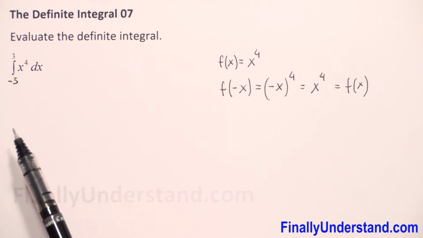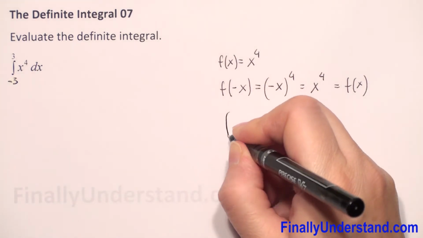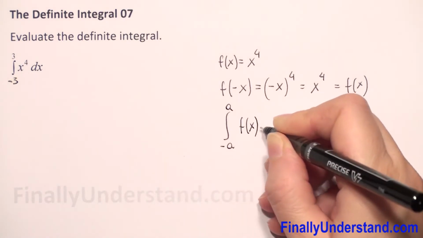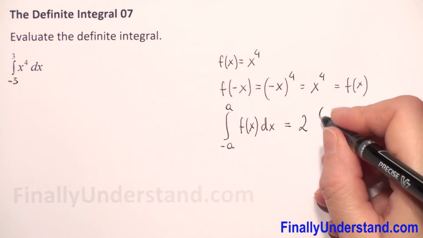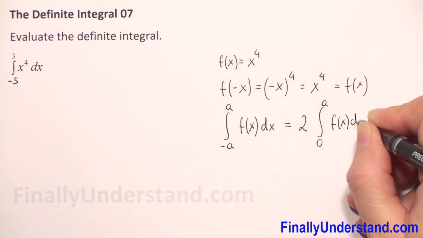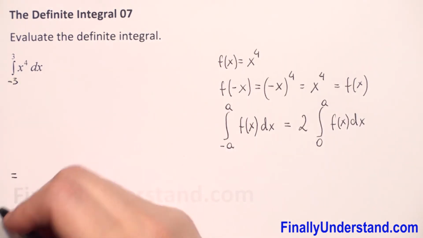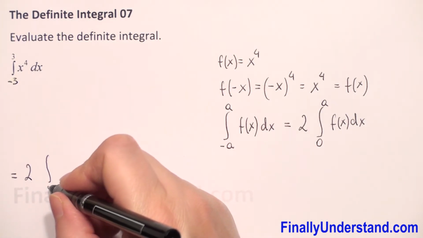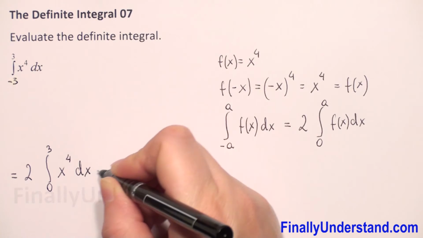If we have a definite integral of an even function, let me write this formula. When we have the integral from -a to a of an even function f with respect to x, this is equal to 2 times the definite integral from 0 to a of f of x with respect to x. So we can rewrite our definite integral, and we will have 2 times the definite integral from 0 to 3 of x to the 4th power with respect to x.